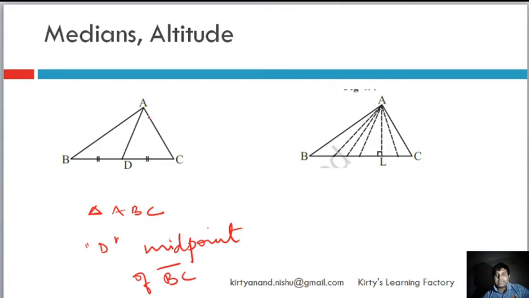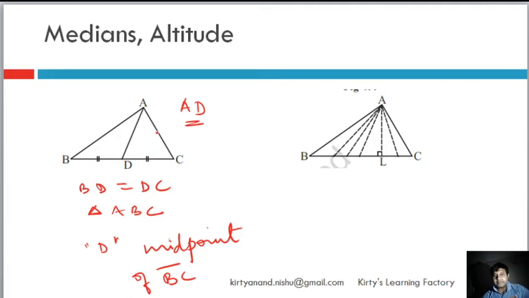And then this midpoint I have connected with the opposite vertex. So I've connected it with the opposite vertex, AD. So AD is a median because it connects the opposite vertex to the midpoint of the side, and therefore I can say that BD is equal to DC because it is the midpoint, so these two lengths will be equal.